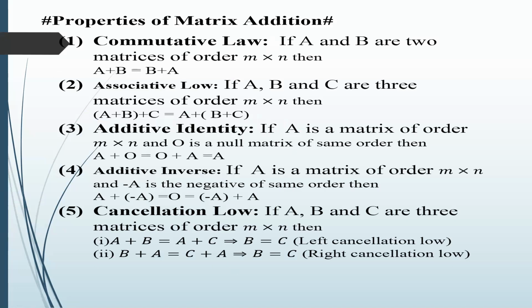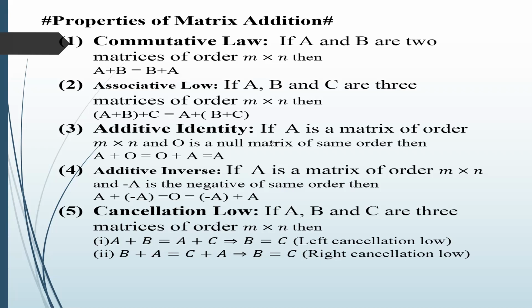Additive identity: if A is a matrix of order m by n and O is a null matrix of order m by n, which means both are of the same order, then A plus O is equal to O plus A, which is equal to A. Here O is the null matrix, and we know that a null matrix is a matrix which has all elements 0.